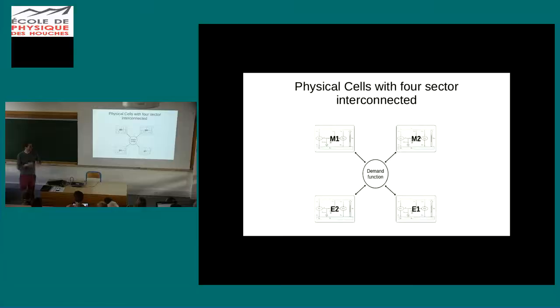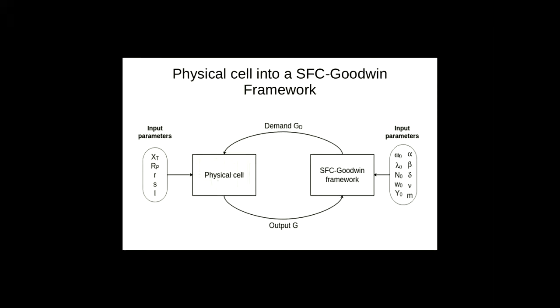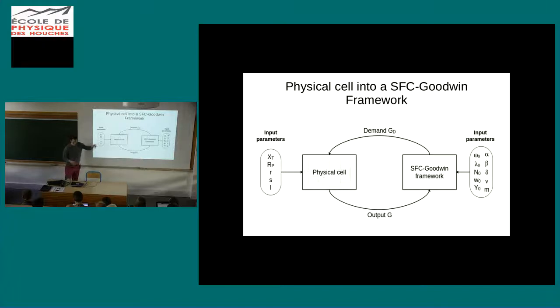So at first glance, we have a global view here. We have different physical cells that each discuss one resource, so we can have an arbitrary number of cells. We can discuss different types of energy, different minerals, a lot of things, and all of these cells are connected to a demand function, and they give or cannot give the quantity of mineral or energy that is asked by the demand function. The physical cells are connected into the Goodwin framework using this twofold model. It allows us to keep the physical part and the economic part completely separated.